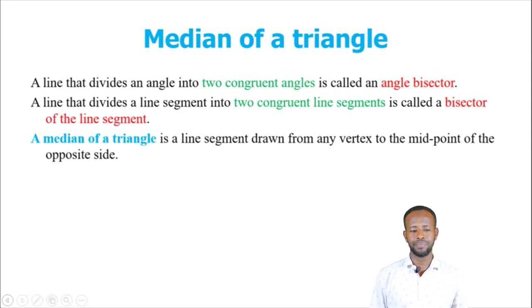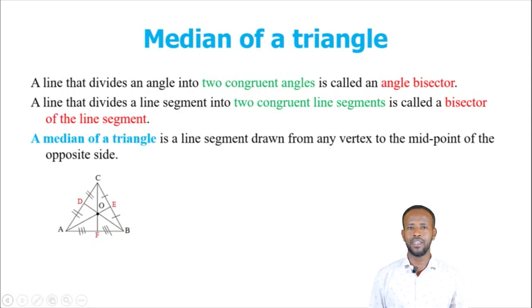Let us see the figure here. Look here. There are medians here. How many medians do we have? CF is a median. The line CF comes from the vertex C and goes to the midpoint of AB, which is F. So CF is called a median. It divides the opposite side into two equal parts, and it comes from a vertex. For example, BD is another median. AE is another median. So median is what? A line that comes from one vertex and goes to the midpoint of the opposite side. I hope it is clear.